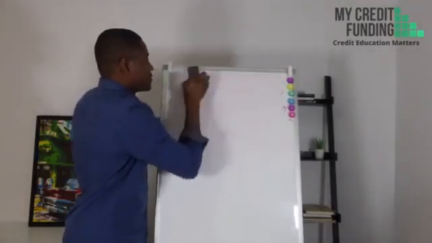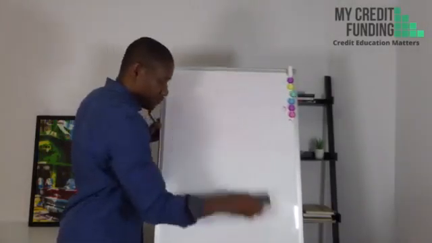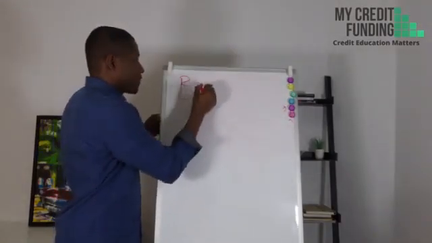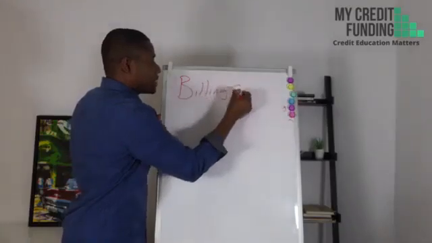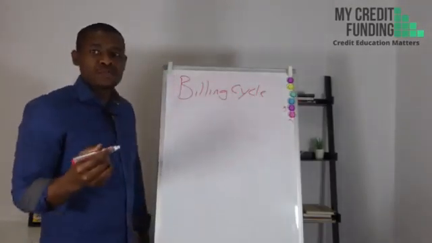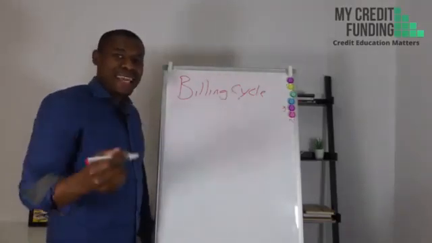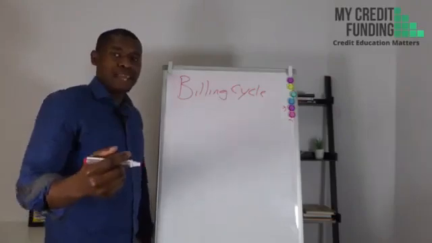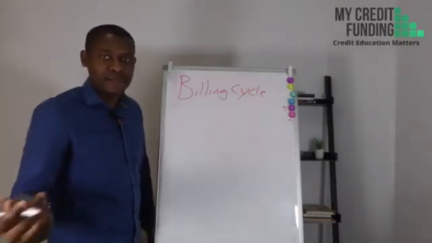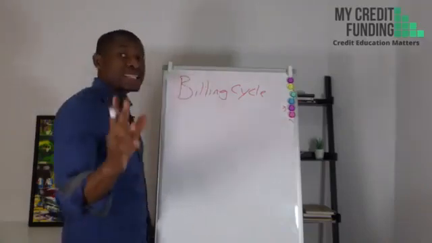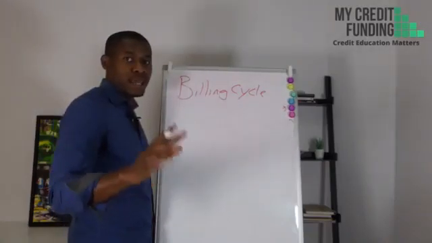Now, here's another thing that you have to be mindful of. You've got to know your billing cycle. What is a billing cycle? Your billing cycle is the date that your credit card company prints the statement and they send you that statement the next day. Your billing cycle doesn't change. It's always the same day every month.